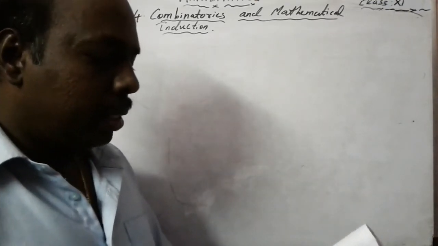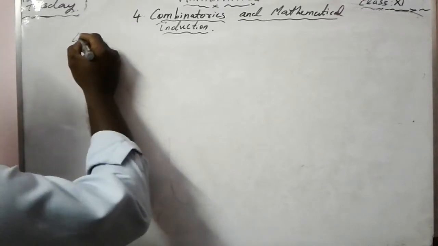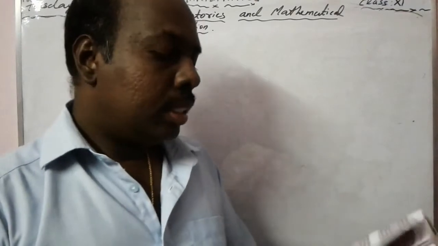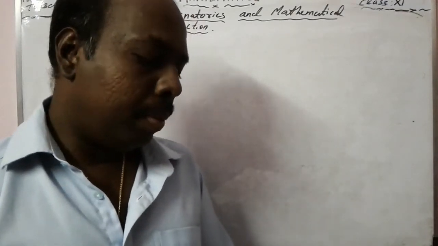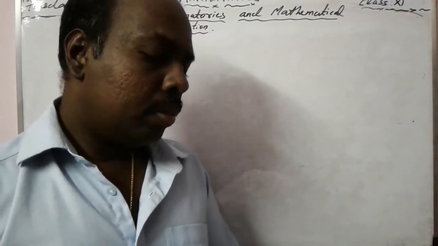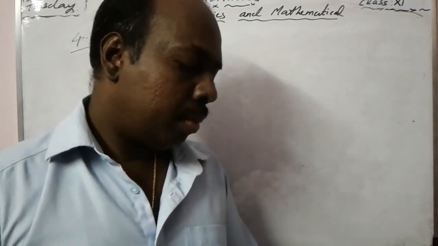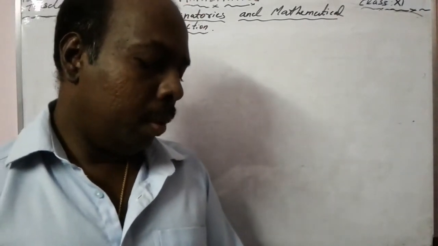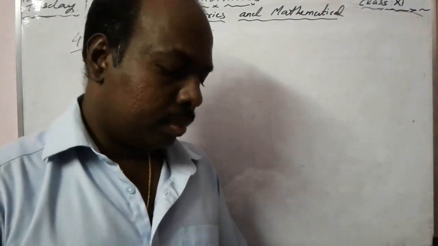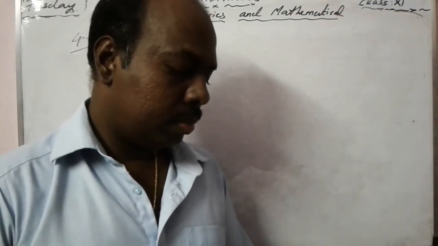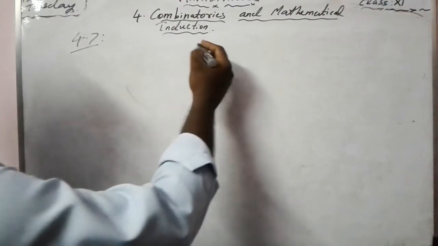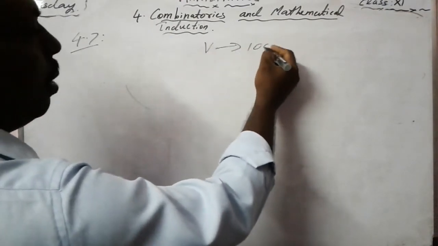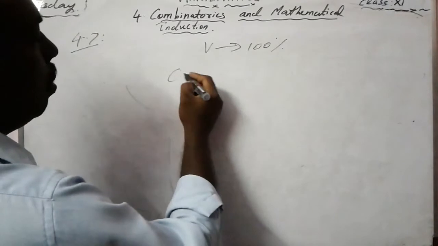Then example 4.7. In a village, out of the total number of people, 80% of the people own coconut groves and 65% of people own paddy field. What is the minimum percentage of the people who own both? So total in a village, how many percentage? 100% of people.